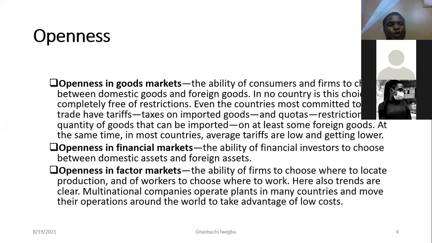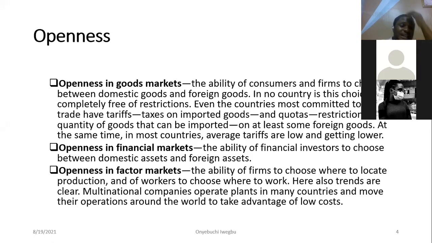And I said, in no country is this choice completely free of restrictions. There is no country that is free of restrictions. So even as you decide to say, please come and buy, come and sell, some of the goods will always have restrictions, and there will always be a free flow of some of the goods. And that's why I said in no country is this choice completely free of restrictions. Even the countries most committed to free trade have tariffs.